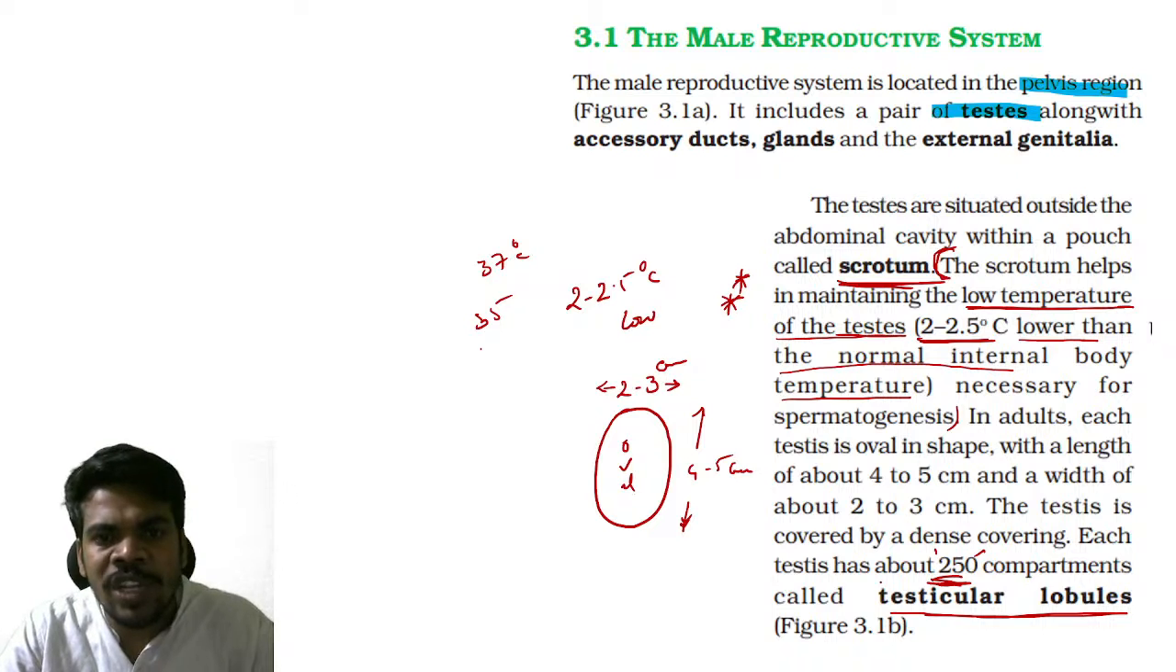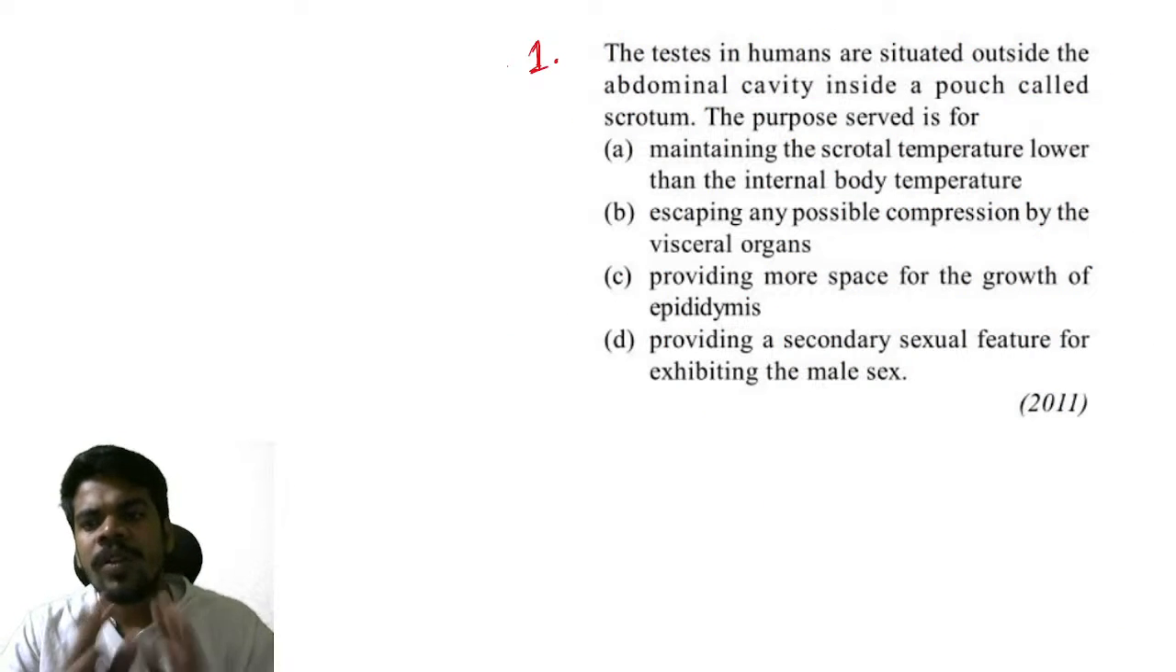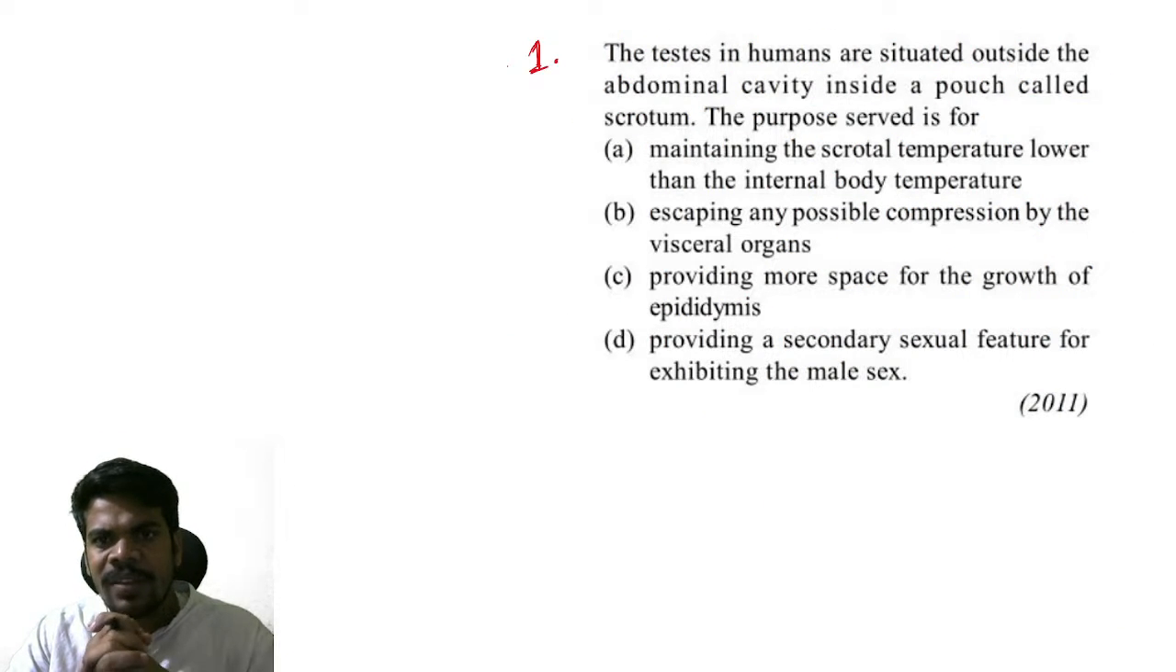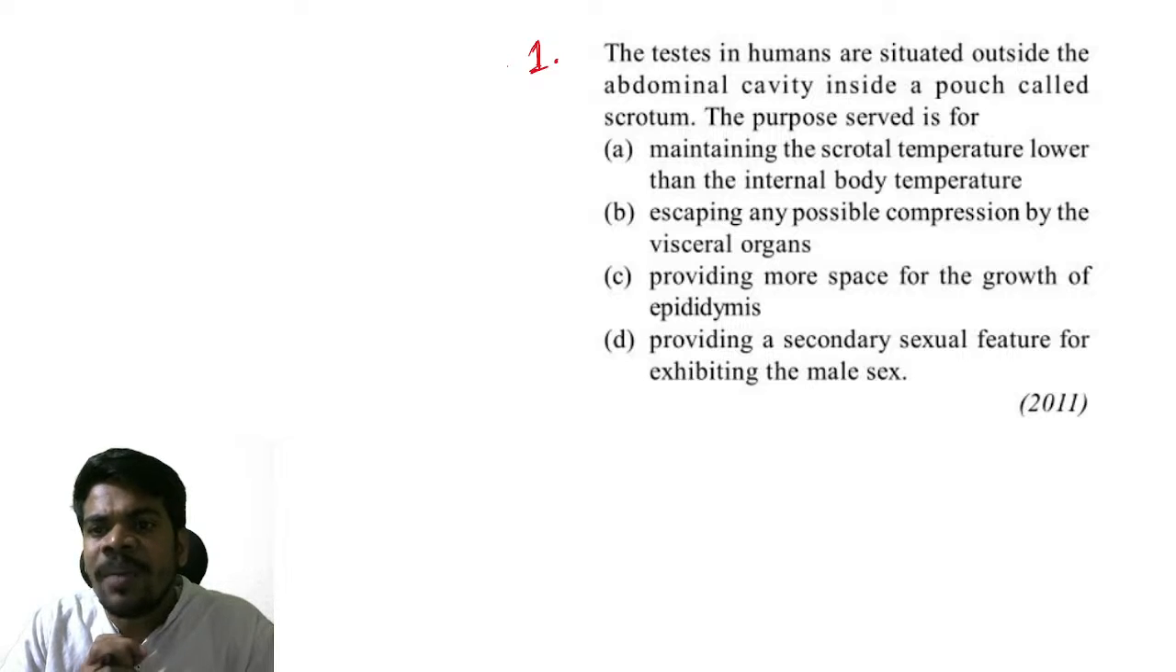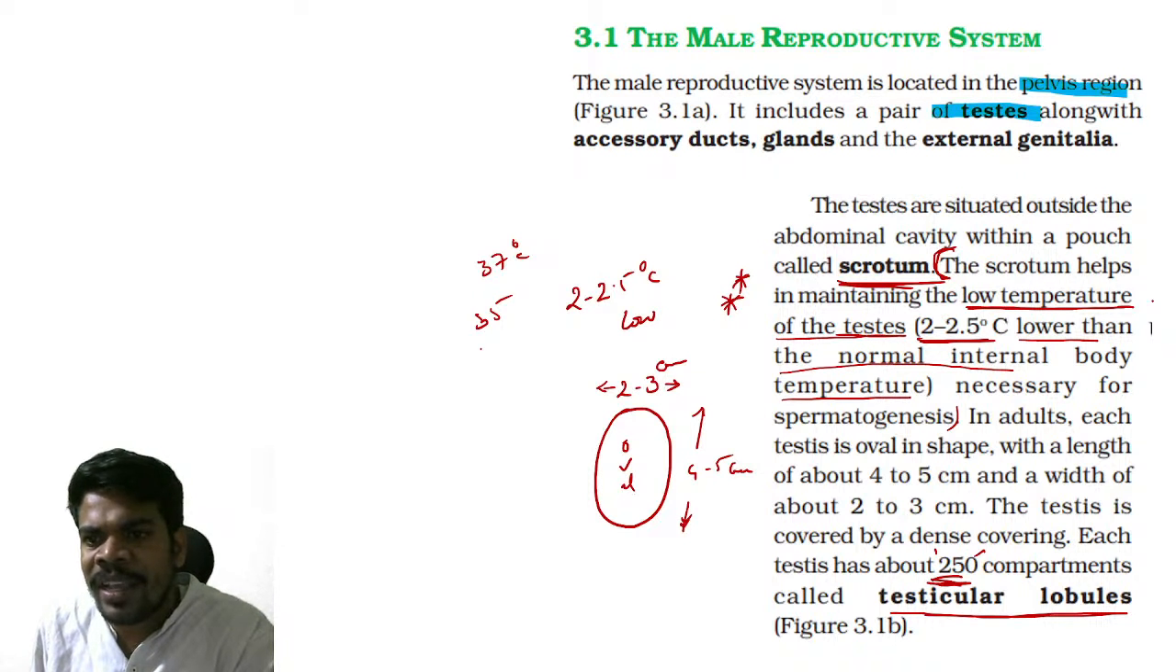Now we will see the previous questions. In 2011 one question is there. The testes in humans are situated outside the abdominal cavity inside a pouch called scrotum. This is a complete NCERT line. What we underlined here, we underlined, right? From this complete line, the scrotum helps in maintaining.